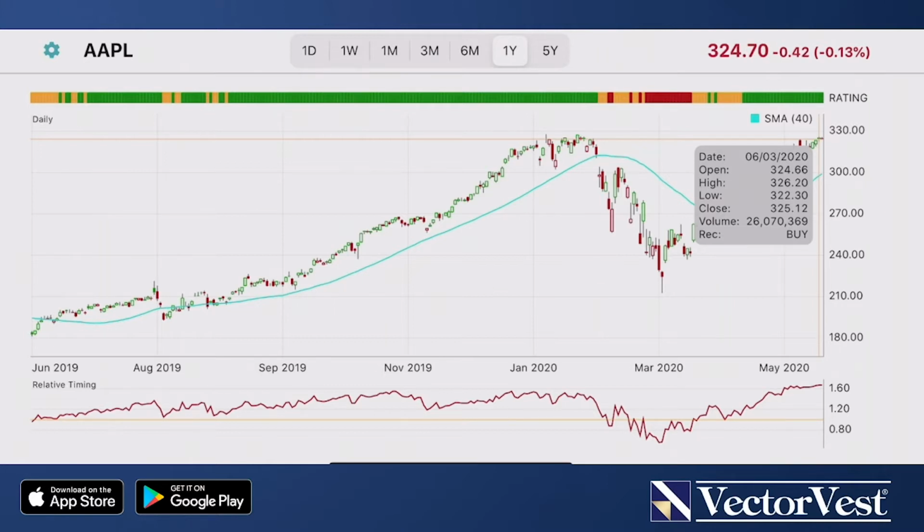And if the stock is more volatile, you can adjust that moving average to fit that particular stock. You don't have to use a 40-day moving average. That's typically a default because it's a great place to start. But if it's a slower stock, you may loosen that up a little bit. If it's a more aggressive stock, you may tighten that up a little bit.